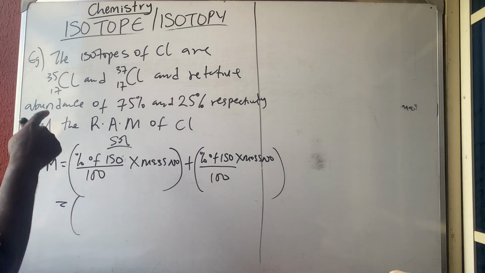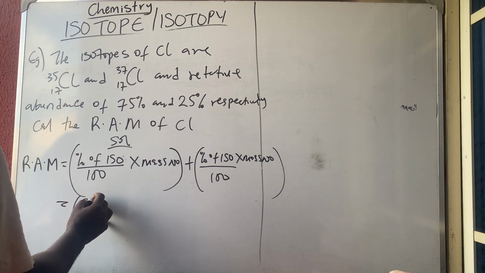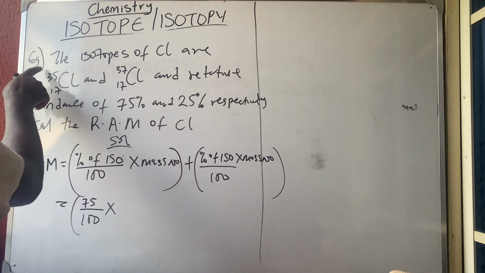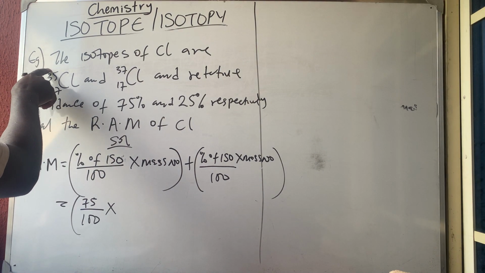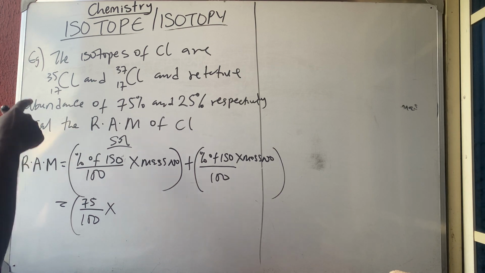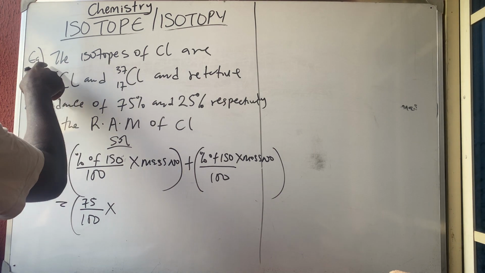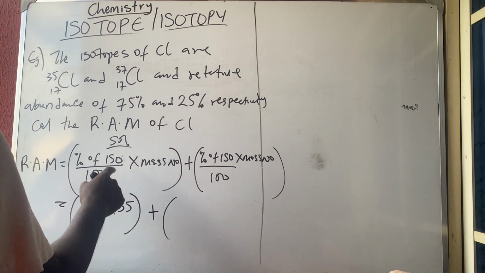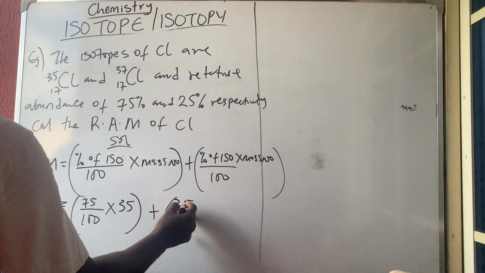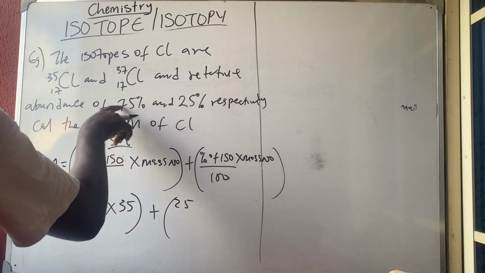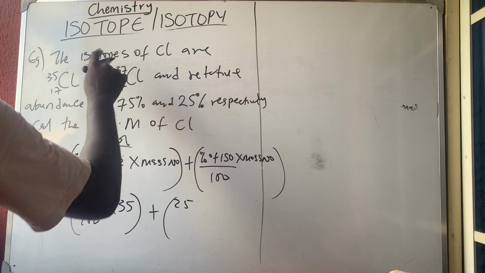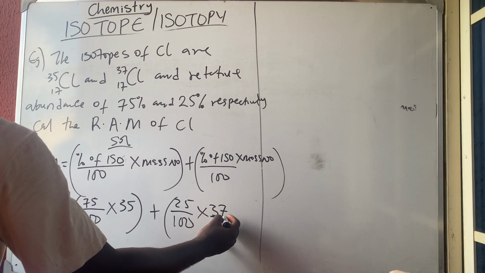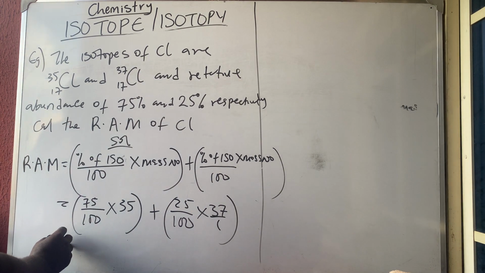Let's do that. So the percentage of the first one is 75, all over 100 times the mass number. Don't forget that mass number is always written at the top. The reason for isotope is because we have difference in mass number. So we are taking 35 for this one, plus percentage of the other one, 25, because they say respectively. Respectively means 75 is for the first one, while 25 is the second one. So 25 over 100 times 37 over 1.